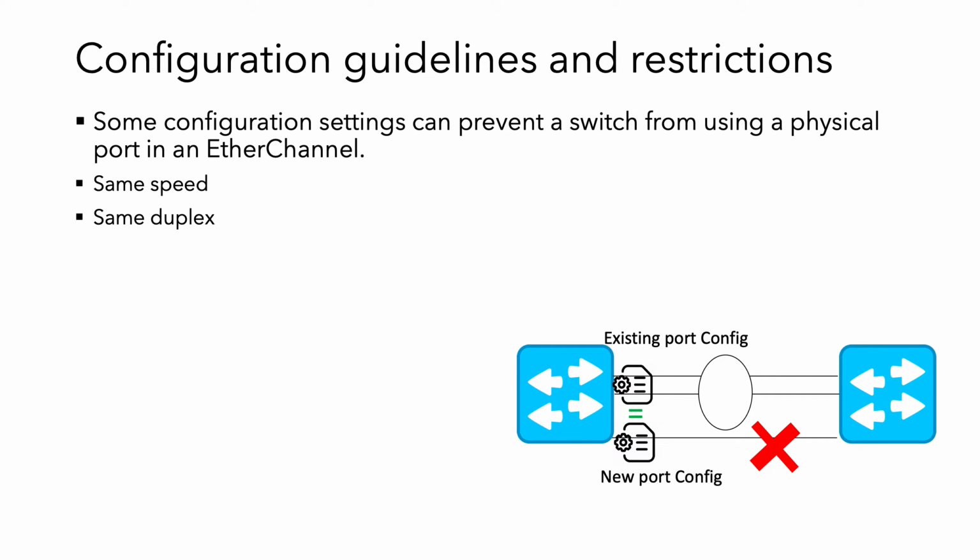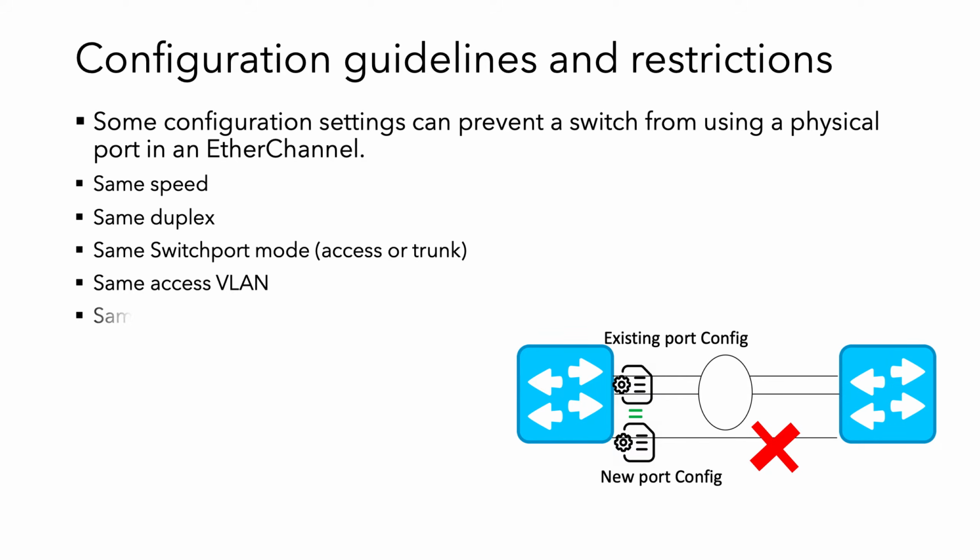Configure all the interfaces in the EtherChannel to operate at the same speed and in the same duplex mode. You can have all the ports configured as an access port or as a trunk port in an EtherChannel, not both. If it is an access port, all the ports must be in the same VLAN. If it is a trunk port, the native VLAN and allowed VLAN list must match. And of course, STP interface settings should also be the same on all the ports.